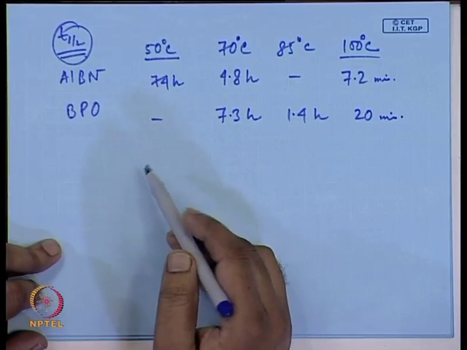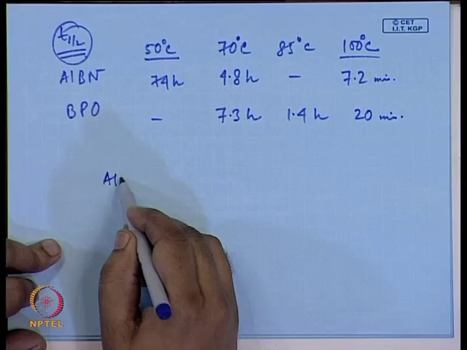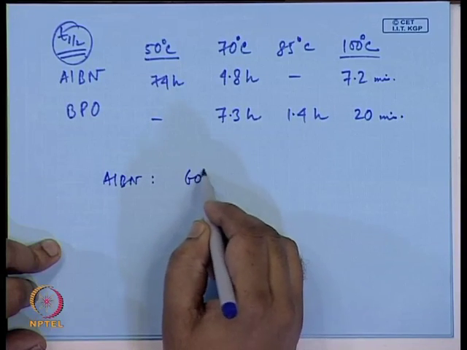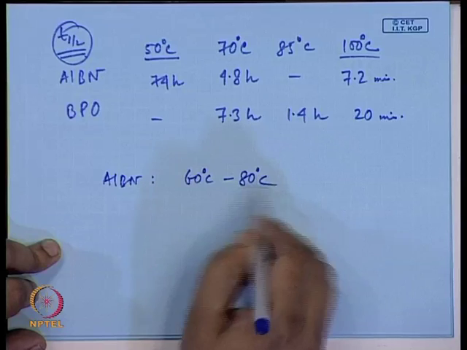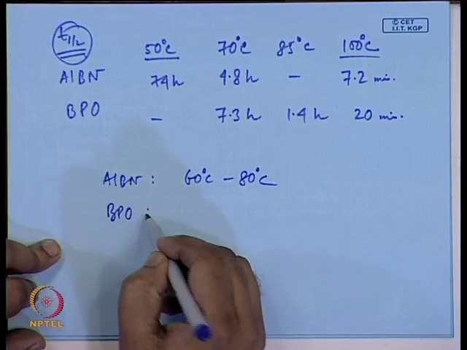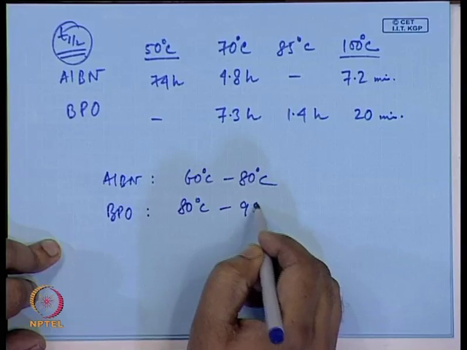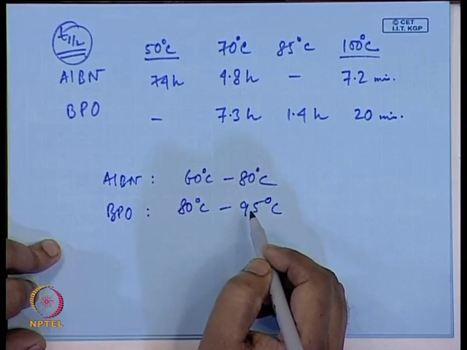So, that means it is too slow a reaction if you do it at 50 degree centigrade. As examples, AIBN is typically used at around 60 to 80 degree centigrade, and benzoyl peroxide typical reaction temperature is between 80 to 95 degree centigrade.